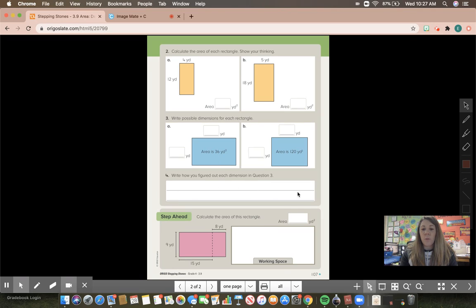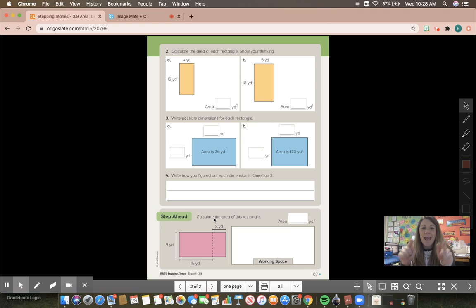All right. And then show your work here. Show your thinking as to how you got the length and the width. Take some time to look at the step ahead as well. Think about what they're showing you here. They want to know the area of this whole entire rectangle. Take a close look at that. That's a good little challenge for you.